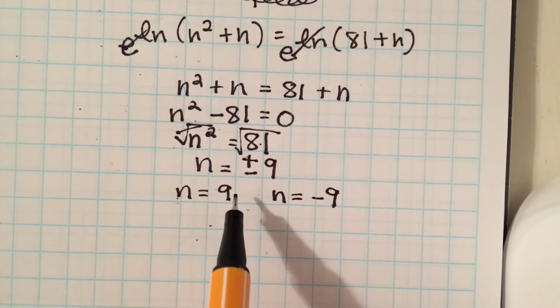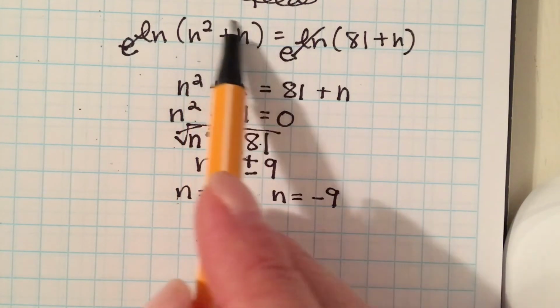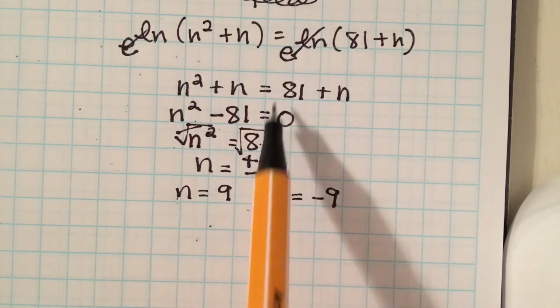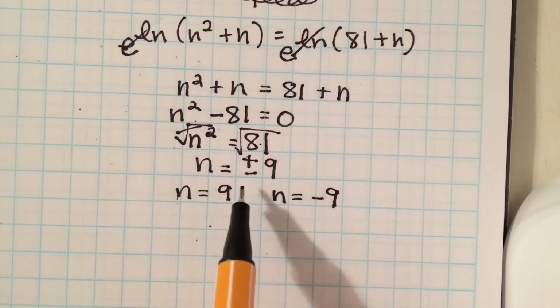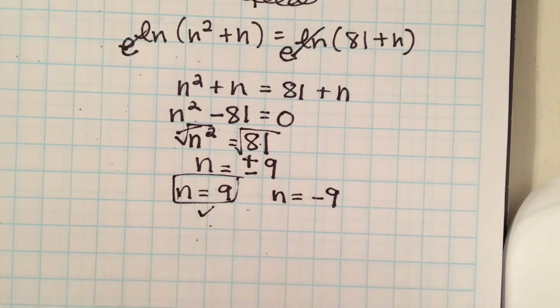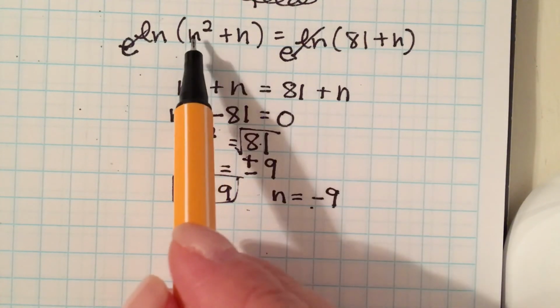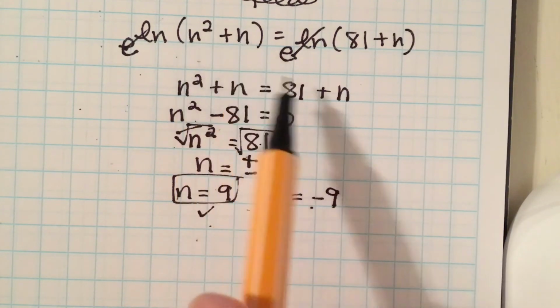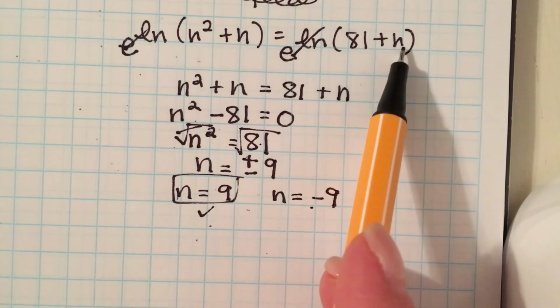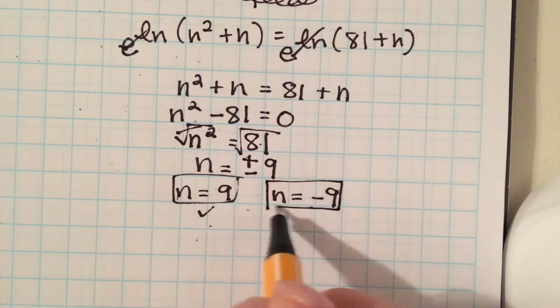Let's plug into our original and make sure. 9 squared is 81 plus 9. Oh yeah, that's definitely positive. 81 plus 9, yep, definitely positive. So 9 is an answer. Let's try negative 9. Negative 9 squared is 81. 81 minus 9, positive. 81 minus 9, positive. So this is also an answer.